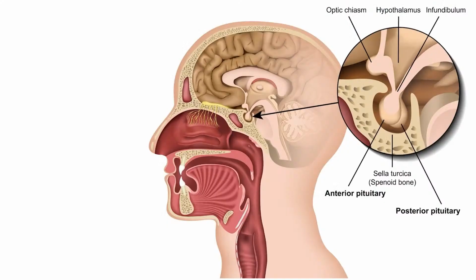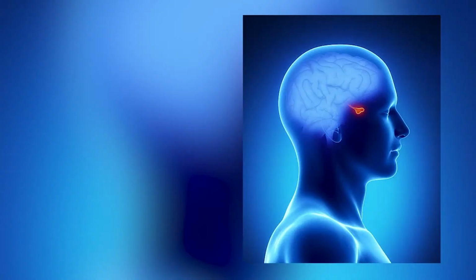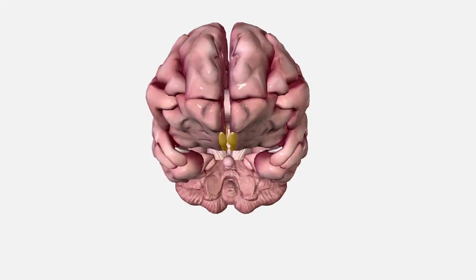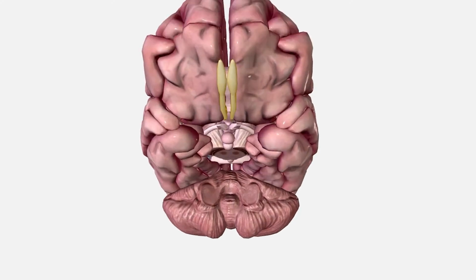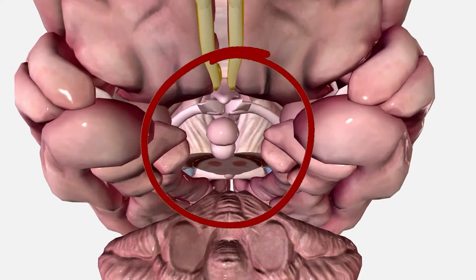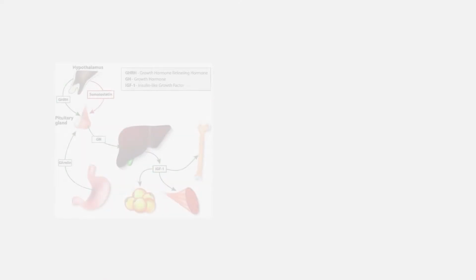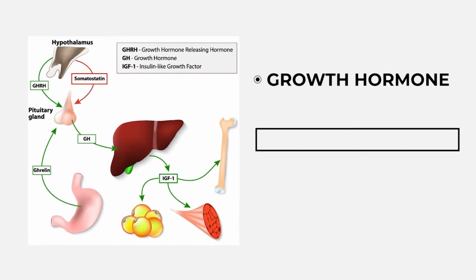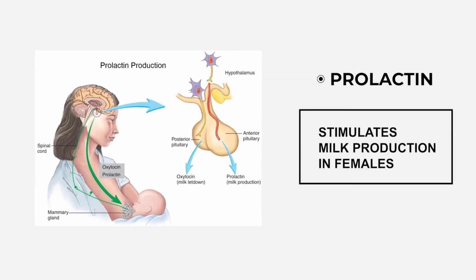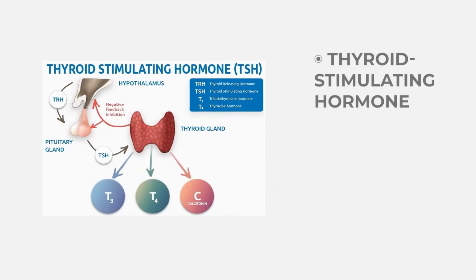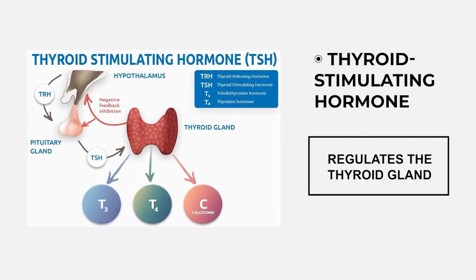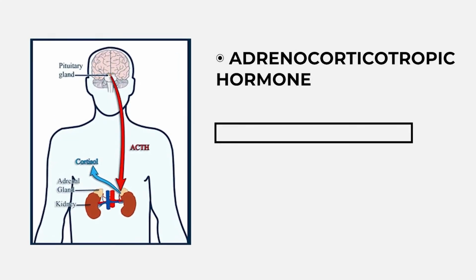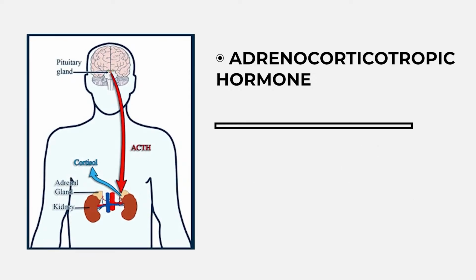The endocrine system works closely with the nervous system to help the body respond to changes in the environment. Pituitary gland. The pituitary gland, also known as the master gland, is located at the base of the brain and plays a key role in regulating the endocrine system. It produces several hormones, including growth hormone, which stimulates growth and cell reproduction, prolactin, which stimulates milk production in females, thyroid-stimulating hormone, which regulates the thyroid gland, and adrenocorticotropic hormone, which regulates the adrenal glands.